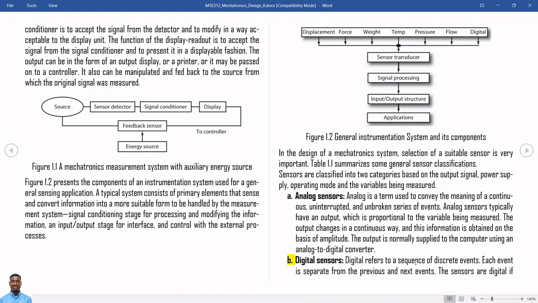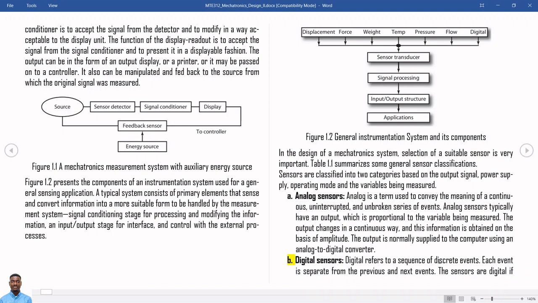When we say an event is discrete, we are saying that event A and event B are separable. You can separate event A from event B, unlike this series of events that you have in analog. You have a sequence of discrete events that can be separated from one another. So each event is separate from the previous and the next event. So they are separate events. In this case, that's what we mean by digital.